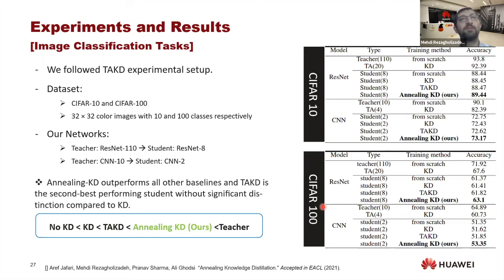And then for experiments, as I mentioned, we tried it on both computer vision, or image classification, and also natural language understanding. For image classification, we followed the same setting as the TAKD paper. So we had our results on CIFAR 10 and CIFAR 100. I think you know these data sets better than me. In terms of the networks, we had the ResNet 110 and CNN 10, and the student networks of ResNet 8 and CNN 2. One thing that I want to highlight here is we consistently beat TAKD for all scenarios I mentioned for the CV experiments, or image classification experiments, with a good margin.